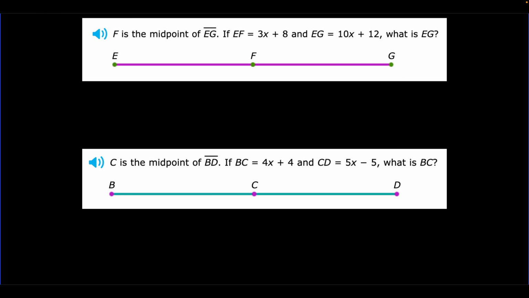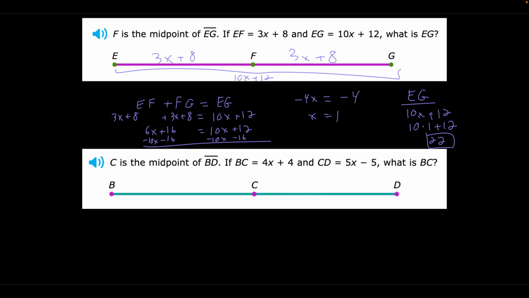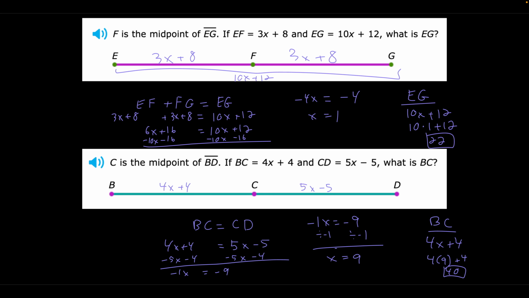Okay, now that you've had time to work these problems, let's check your solutions. Okay, for the first problem here is the work. Should have gotten x equals 1. And then from that, EG is 22. And for the second problem here is the work. You should have said the two segments were equal to each other. You get x equals 9, and therefore BC is 40.